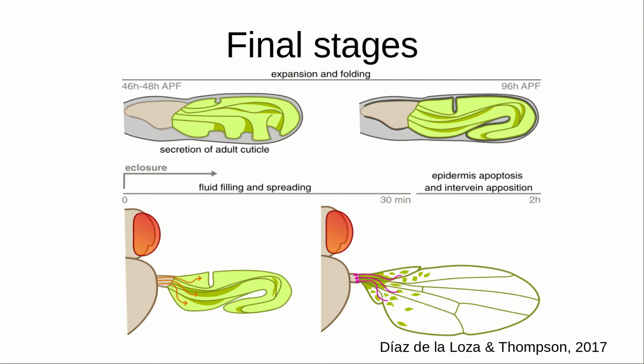Between 46 hours and 96 hours after pupae, the adult cuticle is secreted. Here it is represented as this black line, and the wing grows without cell division, which means that it grows mostly due to an increase in cell size. So it grows and it bends inside of the cuticle. Then after closure, most of the cells in the epithelium migrate towards the body, leaving only a few neural cells in the veins.